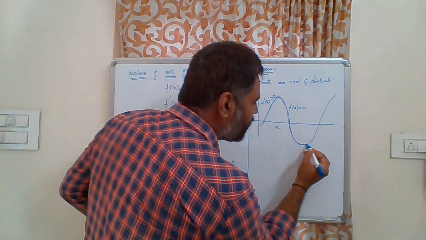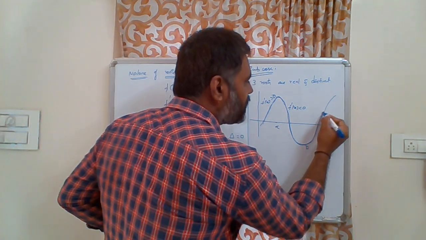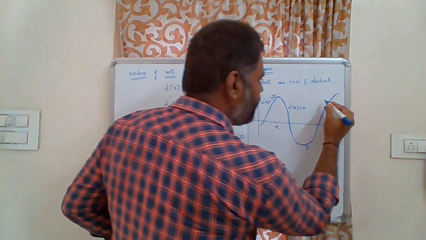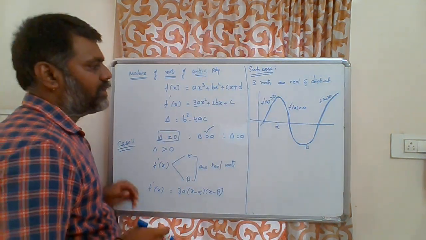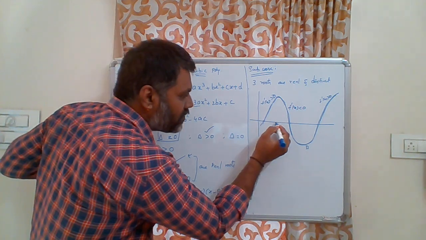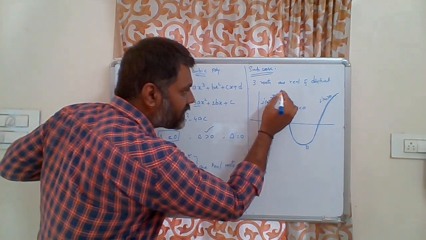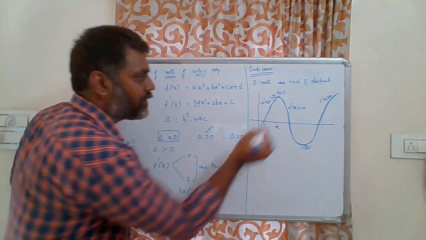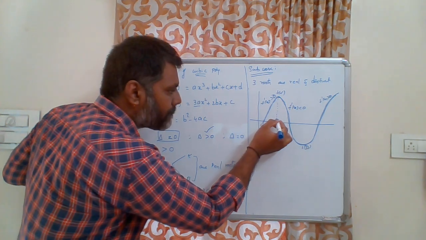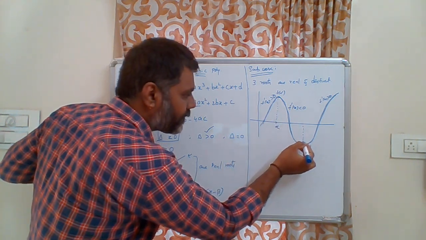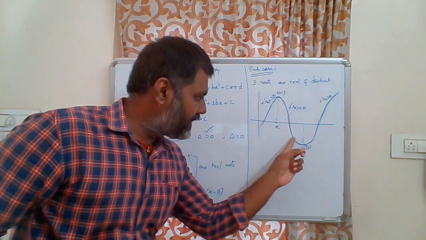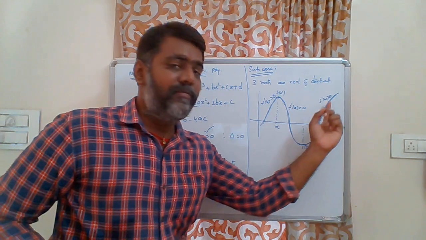Next, after beta, what is the graph doing? It's increasing. Increasing means again f dash of x is greater than 0. Now, here we can observe that this point is nothing but f of alpha, and this point is nothing but f of beta. So after f of alpha the graph will be decreasing, and after f of beta the graph will be increasing.